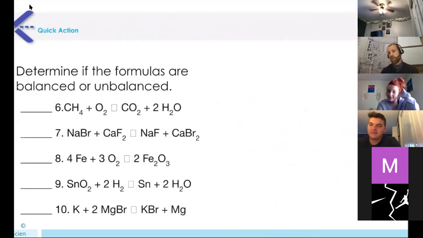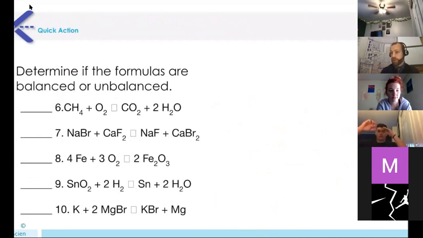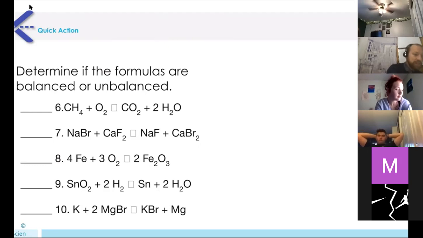So we cannot change the subscript. You have to change the coefficient. If you change the subscript, you're changing the molecule altogether, which is going to change all kinds of crazy stuff about our reaction. We can only change the coefficient. That's the number of molecules that we have there. Let's really quickly go through this list and see if each one of these are balanced or unbalanced. In order to do that, I think that the fastest, easiest way is by generating something that I like to call an atom inventory. How many atoms of each type are on each side? So here we have our reactant side.